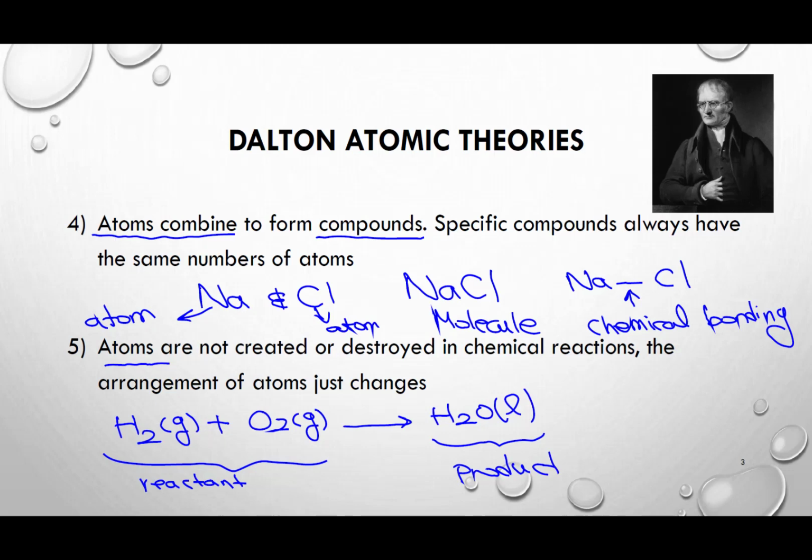To balance it, if I add 2 in front of hydrogen and 2 in front of water, we end up with 4 hydrogen and 2 oxygen on the reactant side, and also 4 hydrogen and 2 oxygen on the product side. As you can see, the number of atoms is the same. The only thing that changes is the arrangement, because on the reactant side we have 2 hydrogen atoms bonded and 2 oxygen atoms bonded, but on the product side we have hydrogen bonded to oxygen, whereas on the reactant side we have hydrogen and oxygens.